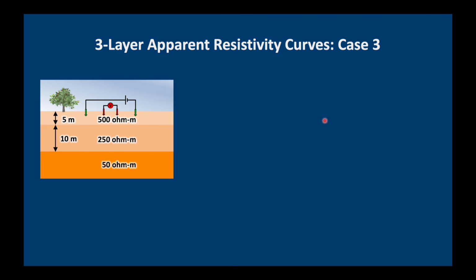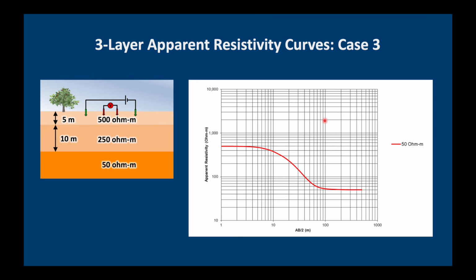Okay, in the third case, what we have is a 500 ohm meter surface layer, then a 250 ohm meter middle layer, and then a 50 ohm meter bottom layer. Notice how we can't really see this 250 ohm meter layer. If we change the bottom layer to 100 ohm meters, 500 ohm meters, and 1000 ohm meters, you see that we start to see this kind of bowl shape in here, which is our second layer.